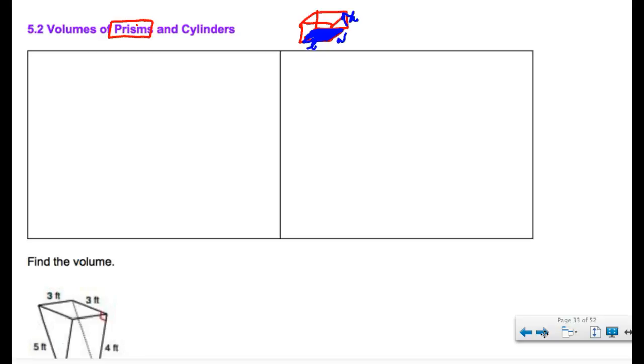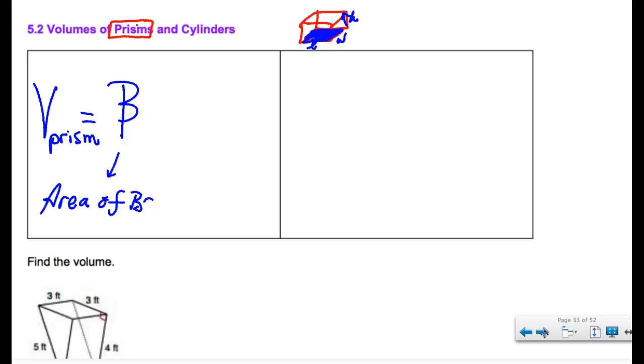So the volume of a prism, I'm going to write V sub prism, is equal to capital B. That stands for area of the base. So you find your base, and then you find its area, just like here, length times width, and then we fill it up with the height.